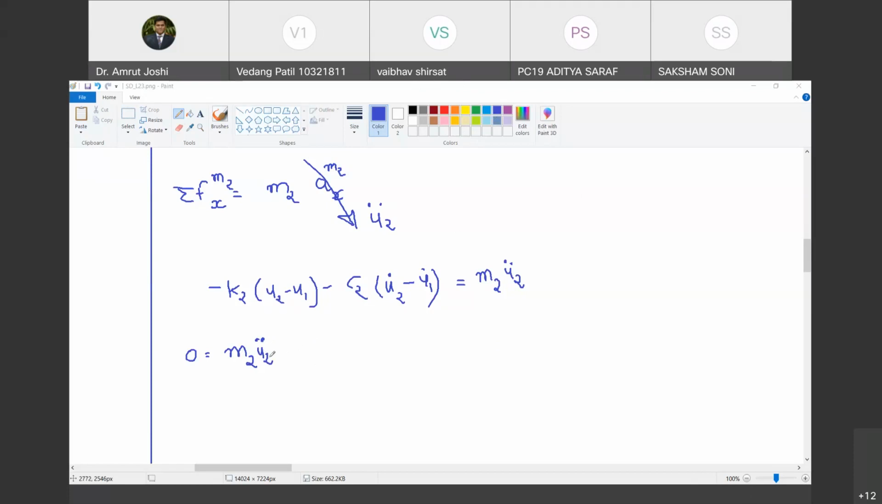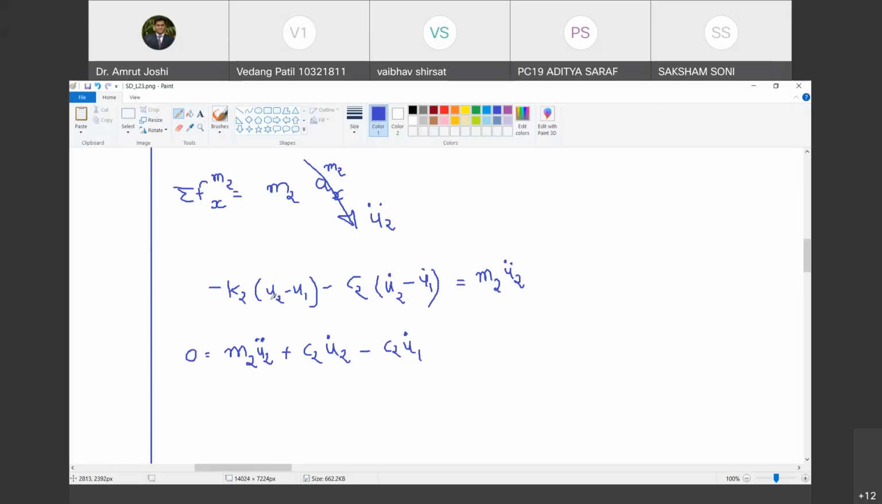Let us continue. So m2 u2 double dot. Now when I take terms in u2 dot on the right hand side, what are the terms in u2 dot? It is c2 into u2 dot, but it is minus sign here. So on the right hand side it becomes plus. Do you agree with me? Yes. Plus c2 into u2 dot. Then you have term in u1 dot. And what is that term? Minus c2 into minus u1 dot positive. On right hand side it goes and becomes negative. So therefore I am going to have minus c2 into u1 dot. Happy? Yes.